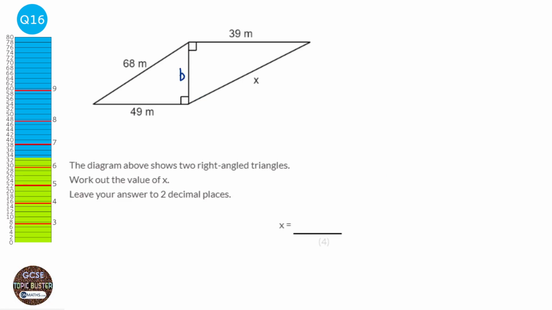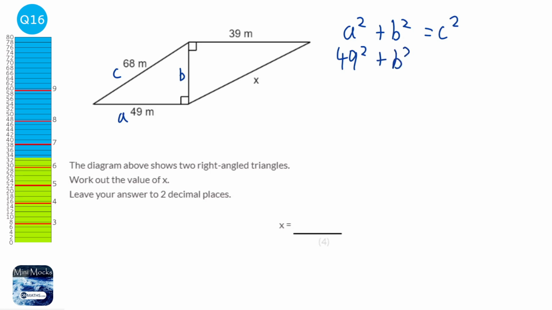We can't work out what x is straight away, but we can find this value here. And we know with Pythagoras we can find a third length if we've got the other 2 in a right angled triangle. So a squared plus b squared equals c squared. And a and b were labelled. C is always opposite the right angle, so it'd be 49 squared plus b squared equals 68 squared.